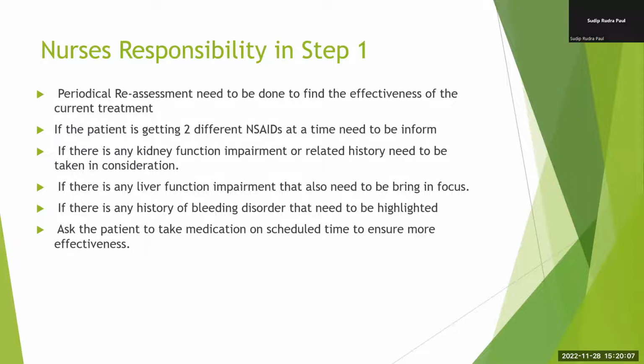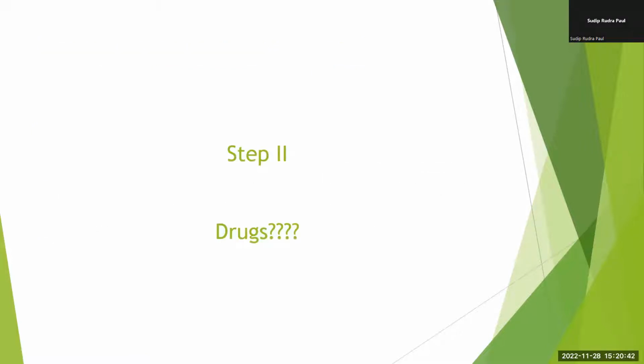So we should inform the doctor that this patient's kidney function impairment was there before, so we should just keep that in mind. Then liver function impairment patient also, if we get such a patient, or if they have any history previously, then we should bring it to the focus of the medical team so that their medication can be adjusted nicely. If the patient has the bleeding disorder that I have already mentioned, we need to highlight those things. Now come to step 2 drugs.